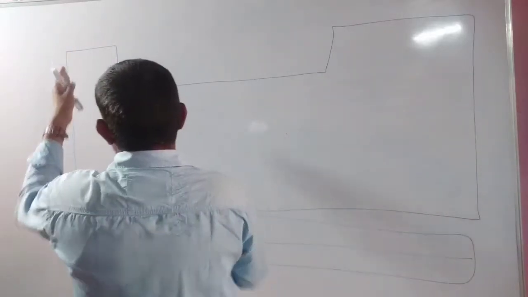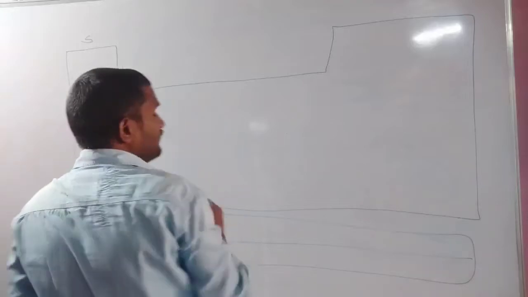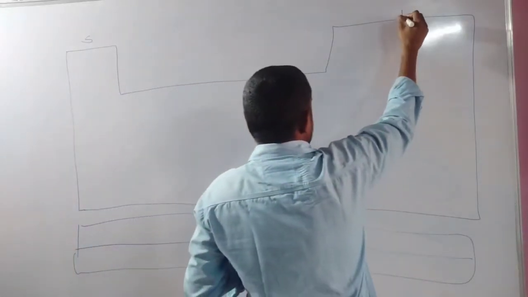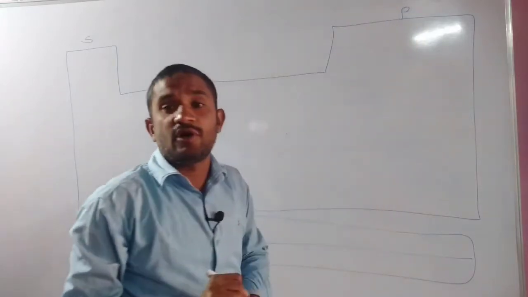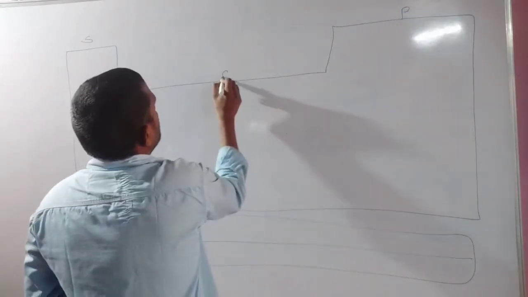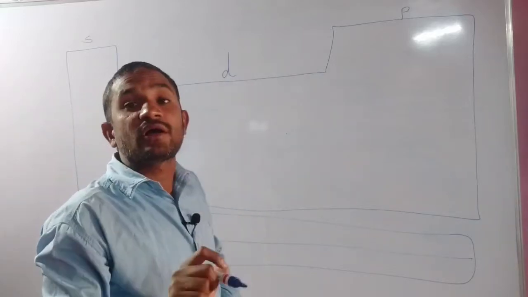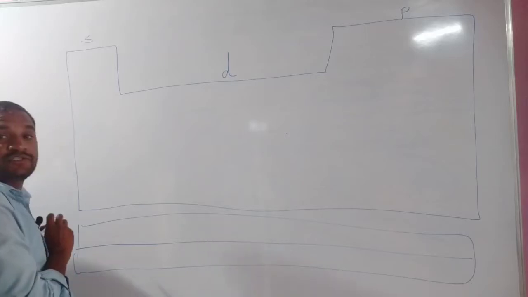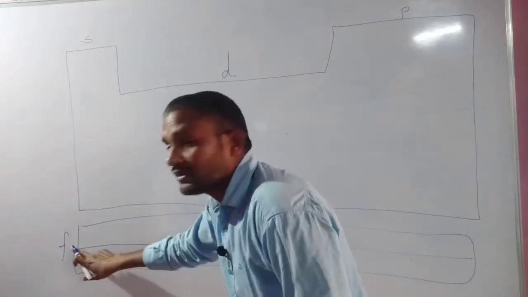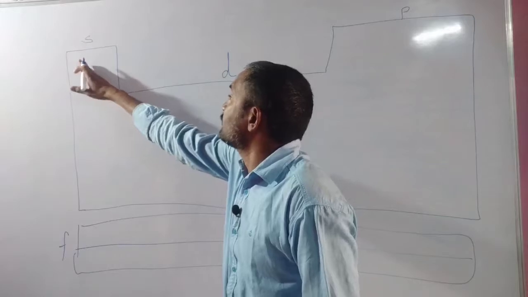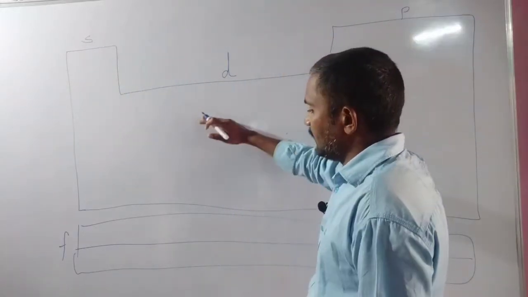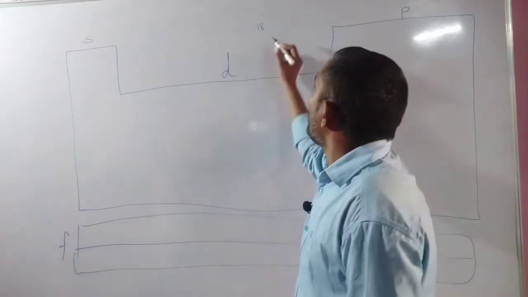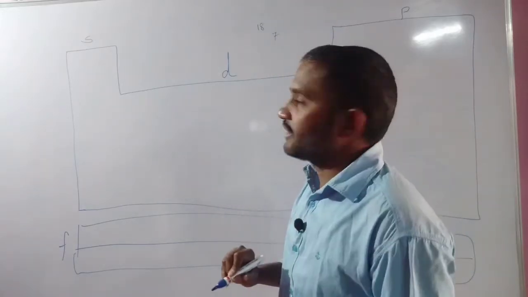On the left side, this is the S block. On the right side, it is the P block. In the middle, it is the D block. At the bottom, this is the F block. S block, P block, D block, F block. How many groups? 18 groups. How many periods? 7 periods are there.